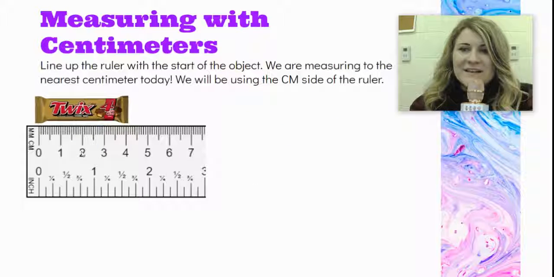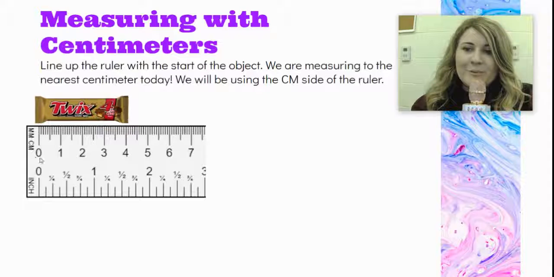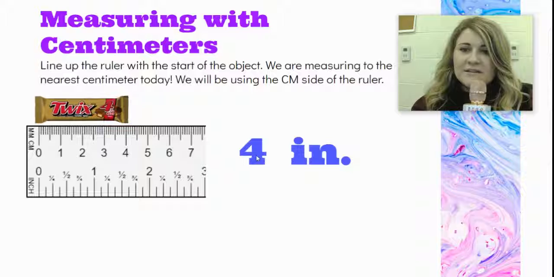Next, we have our fun-sized Twix bar. We're going to line it up with 0 centimeters, and make sure you're always lining it up with 0, not with the 1. And we're going to see where that ends. It ends right about here at the 4 centimeter mark. So it's going to be 4 centimeters. I accidentally left inches up. It's centimeters, that should be cm.